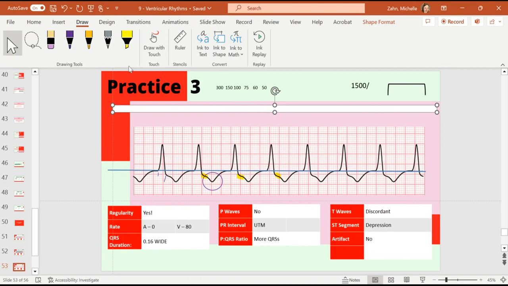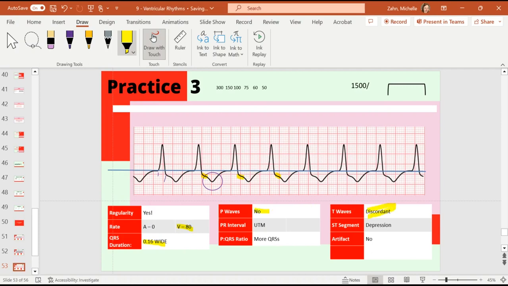So when I look at what I have abnormal, I have a wide complex, a ventricular rate of 80, no P waves, and discordant T waves. All of those things put together should tell you it is a ventricular rhythm. So now you're trying to ask yourself, which of my ventricular rhythms? Ventricular escape, aka idioventricular, accelerated idioventricular, or ventricular tachycardia.